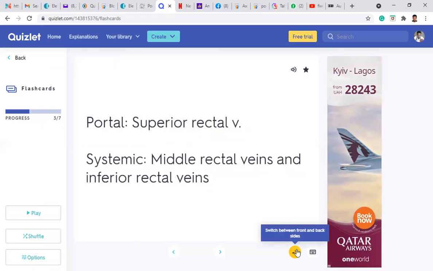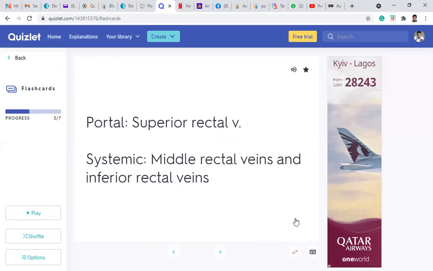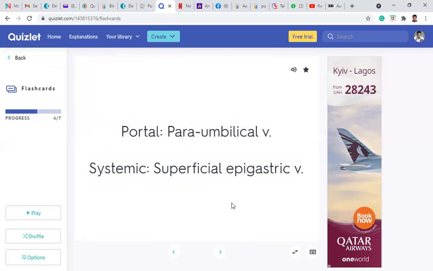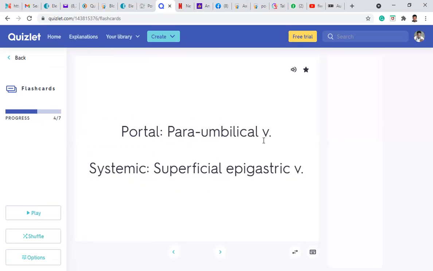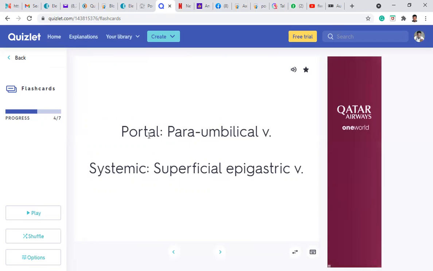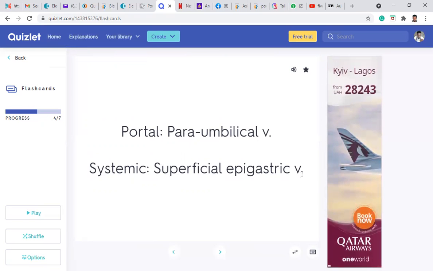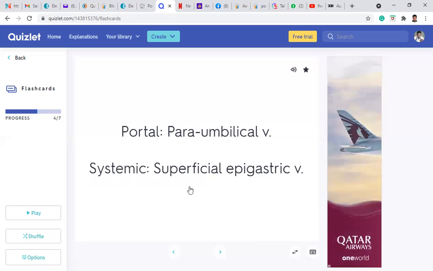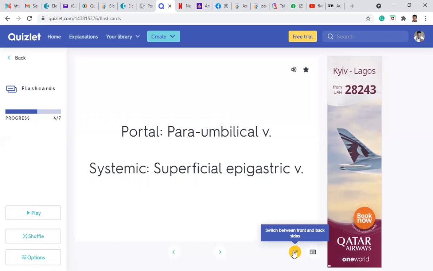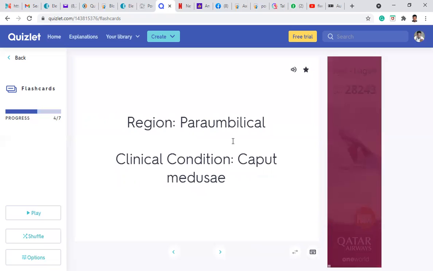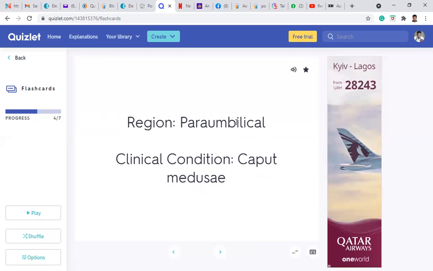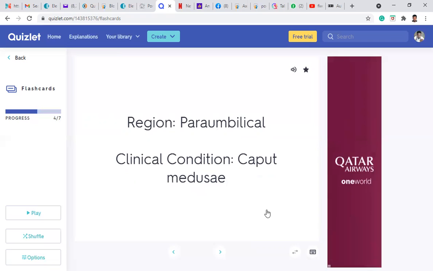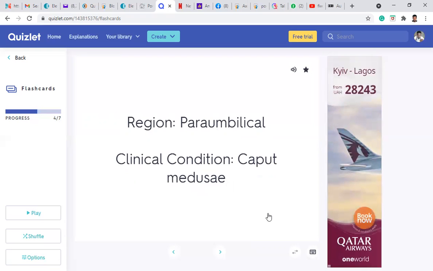Okay. So the next region is the umbilical region. So the umbilical region, we have anastomosis between the paraumbilical vein of the portal system and the superficial epigastric vein of the caval system, portocaval anastomosis. And where is this happening? This is happening in the paraumbilical region. And what is the clinical condition that you will see if there is portal hypertension? You will see caput medusa.